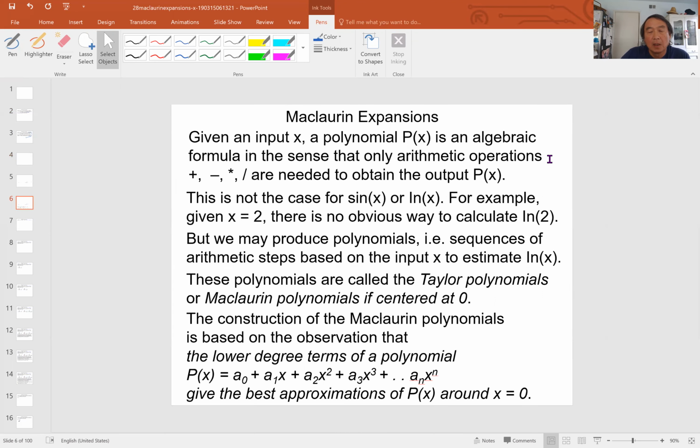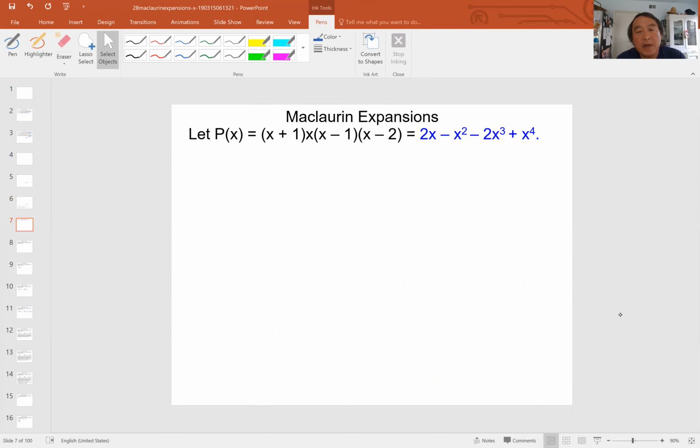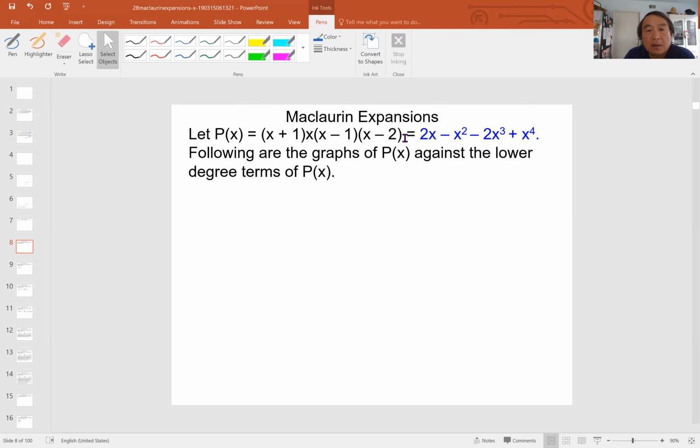Here we go. We start out with observations. First of all, how to approximate a polynomial with lower degree terms. Suppose I have a polynomial of degree n, and how can I use lower degree formulas to approximate it? Here, for example, is a polynomial with the roots minus 1, 0, 1, and 2, so it's easy to graph. But if I expand it, I get this polynomial, which I line up from smaller degree to larger degree. Let's take a look at the graph.